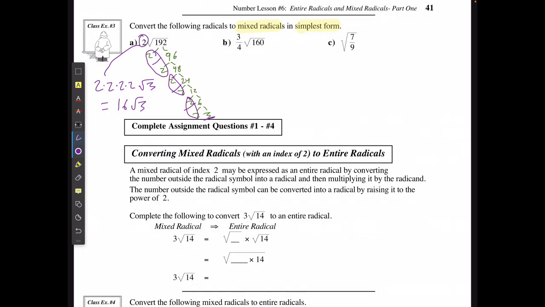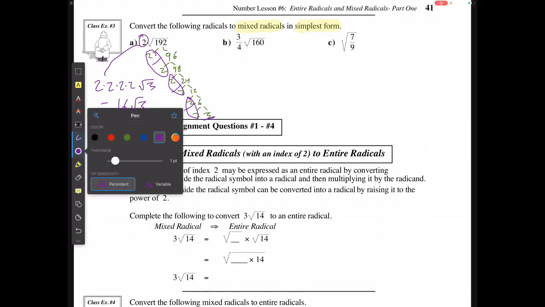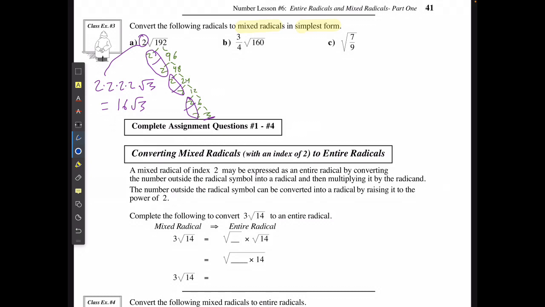If I have 3 over 4 and the square root of 160, then that's the square root of 16 times the square root of 10, which means that I have 3 over 4 times 4 times the square root of 10. 3 divided by 4 times 4 is just 3, and the square root of 10.